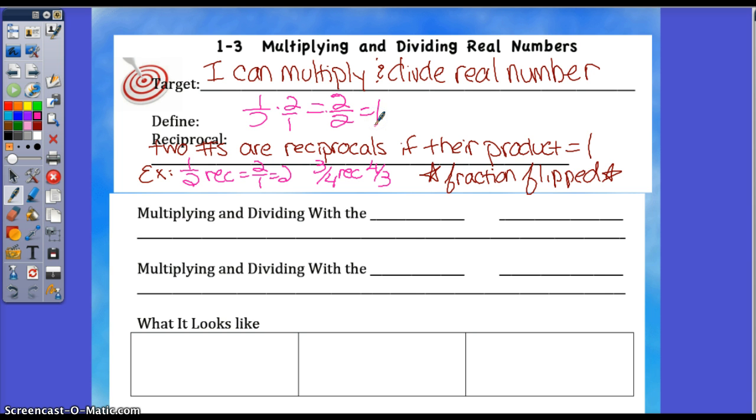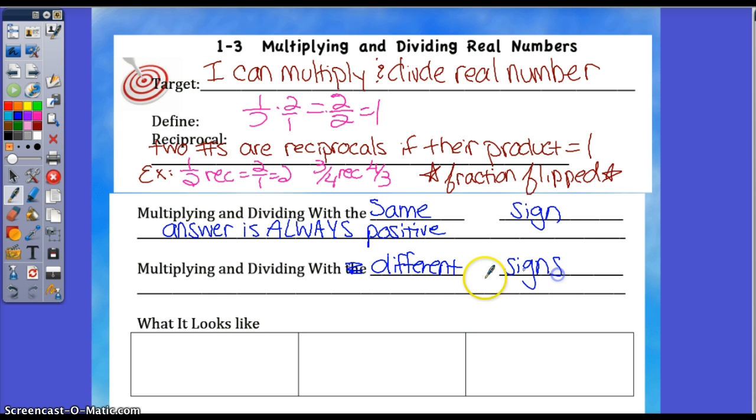So when you're multiplying and dividing, and you have two numbers that have the same sign, your answer is always positive. And I bet you can guess the second part. When they are different signs, your answer is always negative. Always, always, always negative. And that's for multiplication and division.